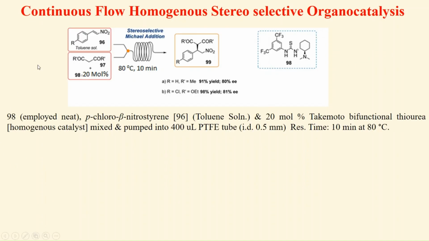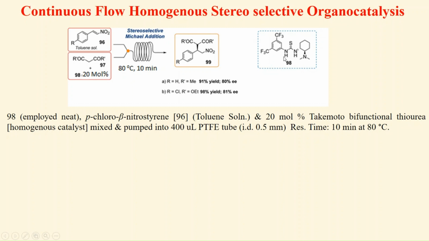Here, the parachloro, R is chloro here, beta nitrostyrene was dissolved in toluene solution and treated with diethyl malonate, where R dash represents OEt, in the presence of Takemoto bifunctional thiourea. This is the Takemoto bifunctional thiourea.